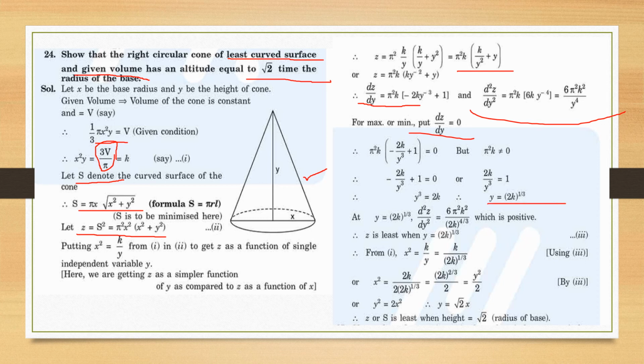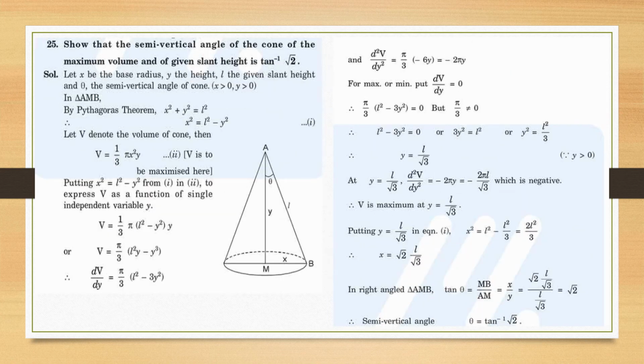The second derivative at which turns out to be positive, that means z is least, and x square is k upon y, which you will get as y square upon 2, that means y square is equal to 2x square, that means y is root 2 times x. So z, or the s, is least when the height is root 2 times the radius of the base.